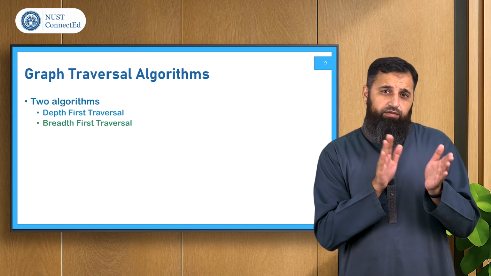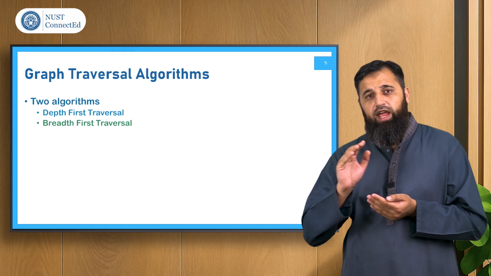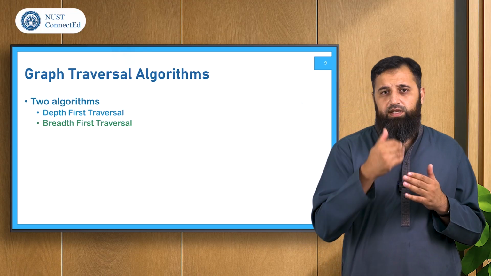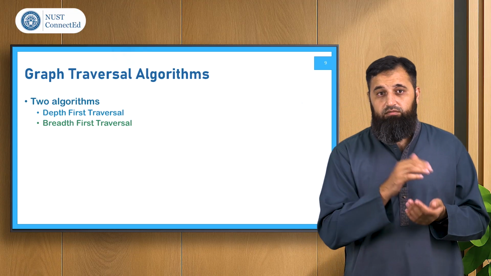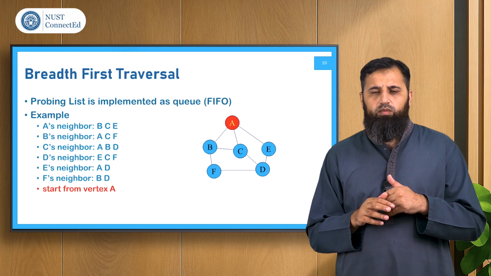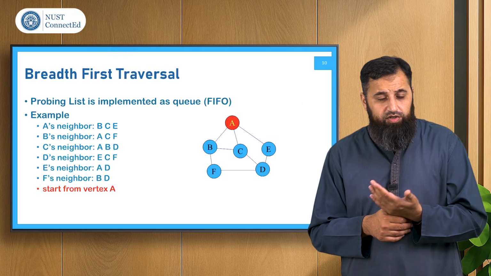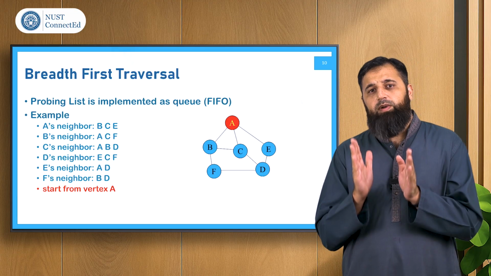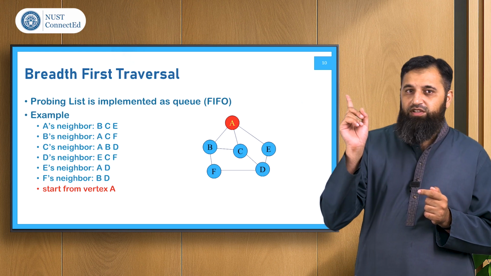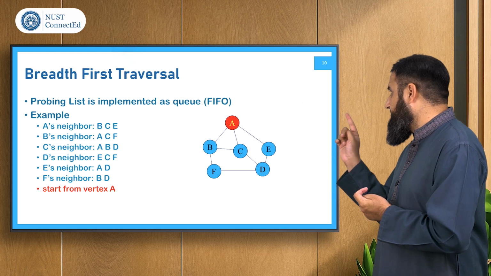So graphs have two main traversal approaches, depth first search and breadth first search. Depth first search is something that you will read in your own time. We shall cover breadth first search, or breadth first traversal. In breadth first traversal, the probing list is implemented as a queue, following the first in, first out principle.